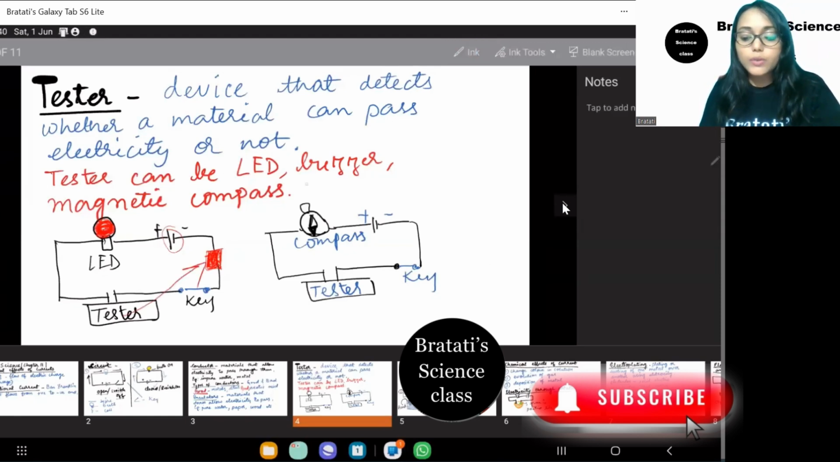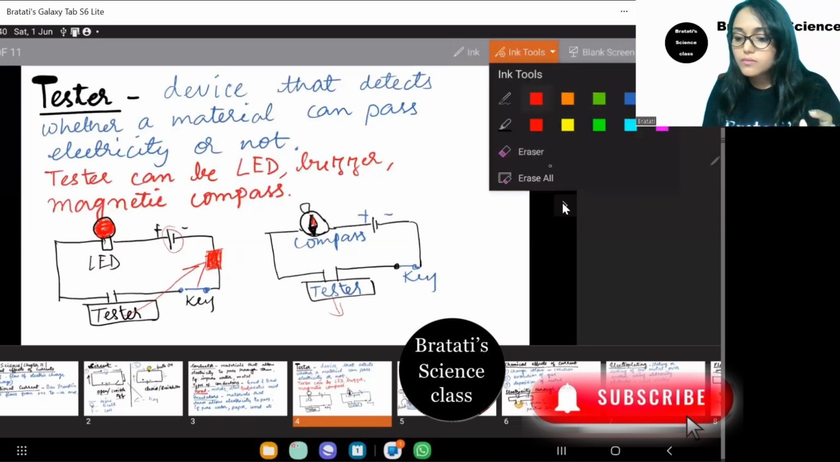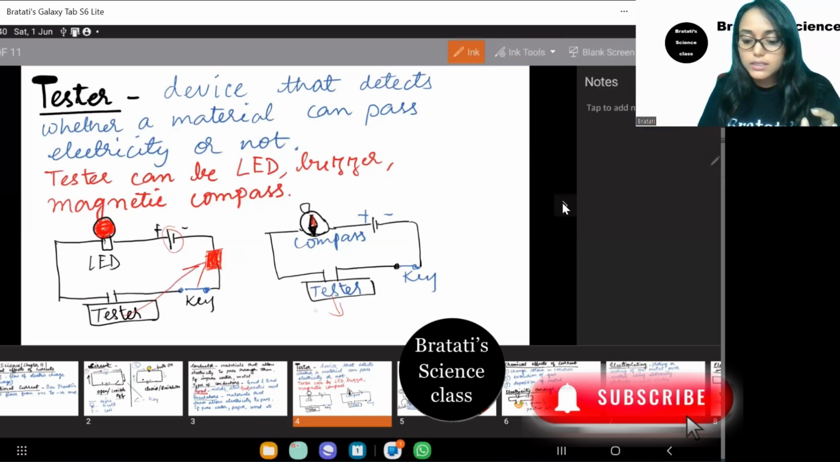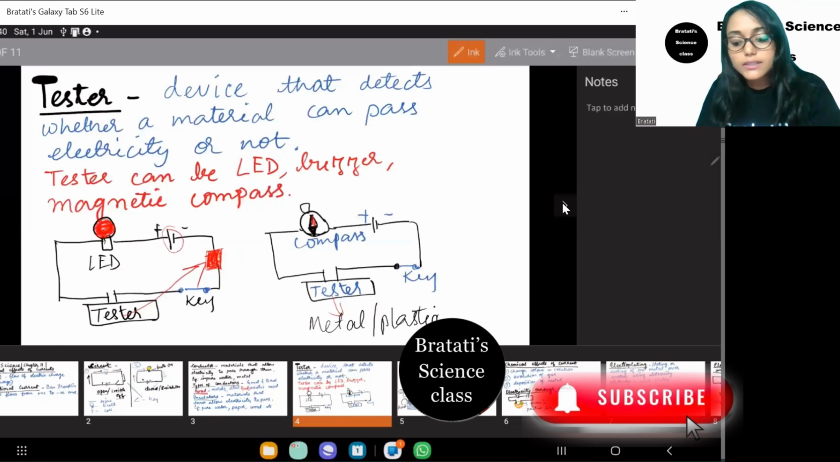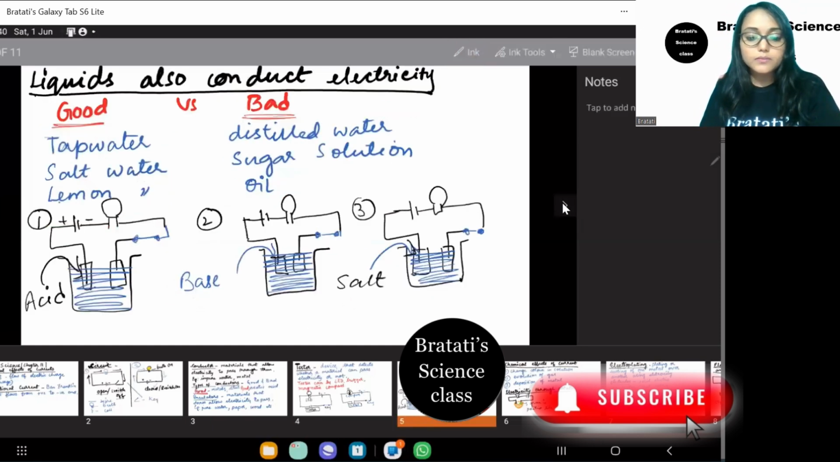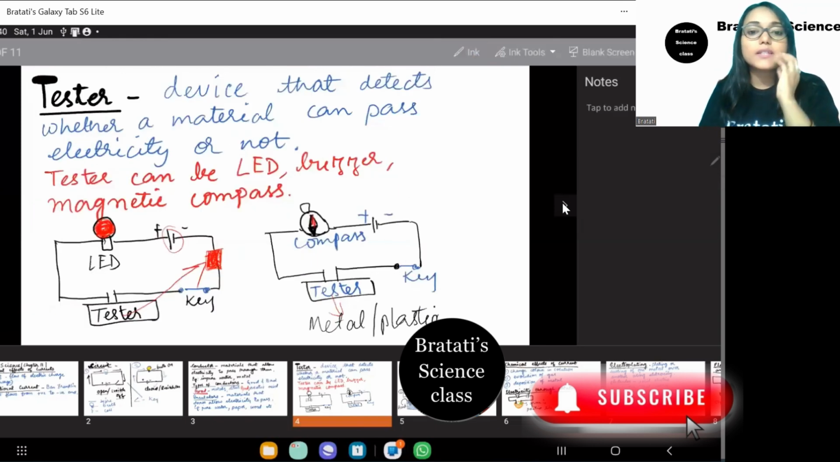Okay, so now looking at the compass, the magnetic compass in the second picture, where it has the two needles. With the slide, this tester can be any metal or it can be plastic. Okay, and this is how we can test whether it's passing the electricity or not. So tester concept is clear, I hope.